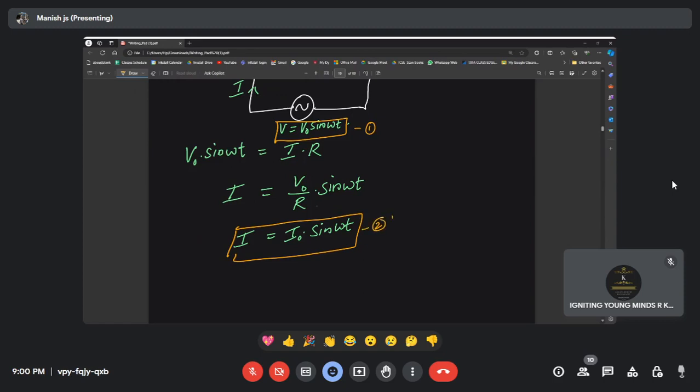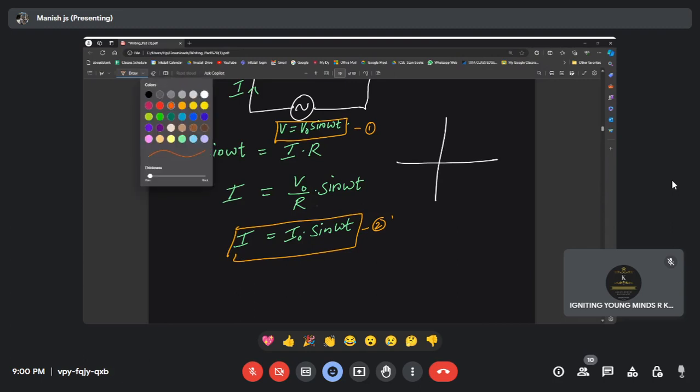We now try to represent both current and voltage as phasors. That means as vectors we are going to express. So when you try to express as vectors, take the quadrant. Okay, I am drawing the quadrant here. That is your x and y axis, both I am showing.